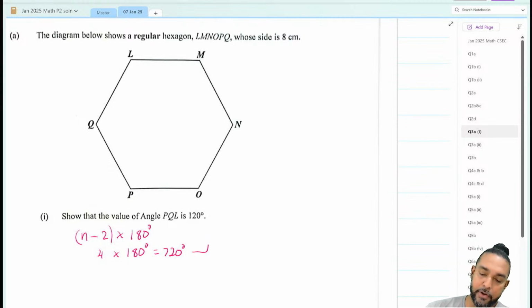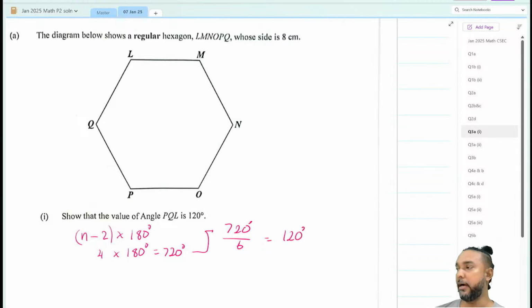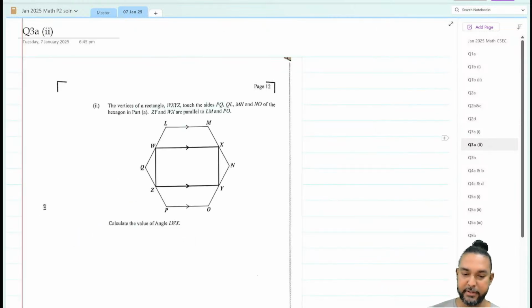Right. And now if it takes 720, which is the sum of all 6 angles, and you divide it by 6, you get 120 degrees per angle. All right. Okay, cool. Let's see. Boom, boom, boom. Right. So that's 3 part A. So the next question is on the next side.